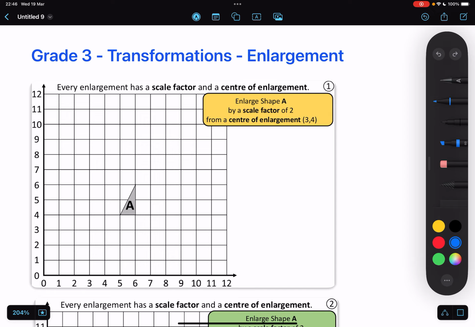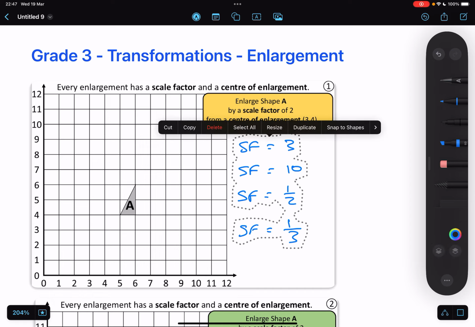So before I start, let's just also cover that if the scale factor is 3, it means make the shape 3 times bigger. If the scale factor is 10, it means make the shape 10 times bigger. If the scale factor is a half, it means that you're going to make the shape half the size of what it is. If the scale factor is, let's say, 1/3, you're going to make the shape a third of the size of what it is in a question, and so forth. So that's what we mean by scale factor.